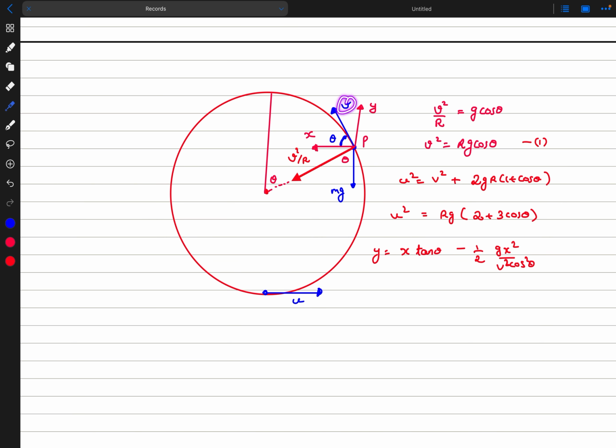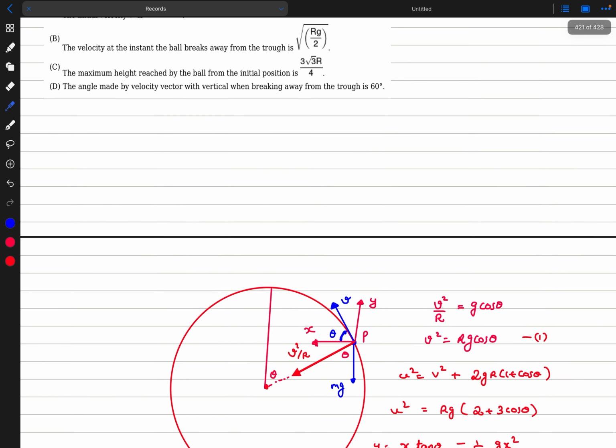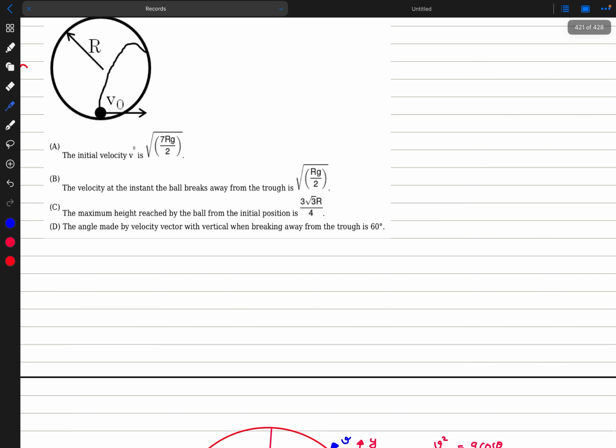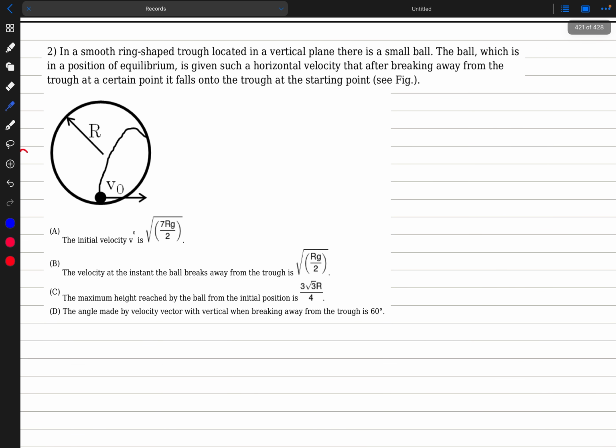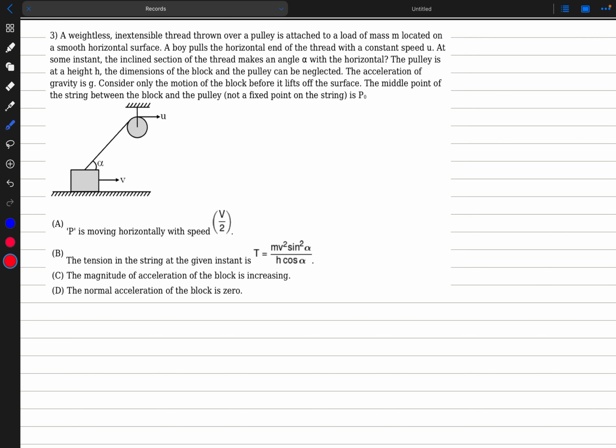So once again, if you have V and theta, you can figure out H max. So basically the goal, if you have theta, you can find out anything. Okay. So yeah, that was basically it for this question. Now problem number 3.